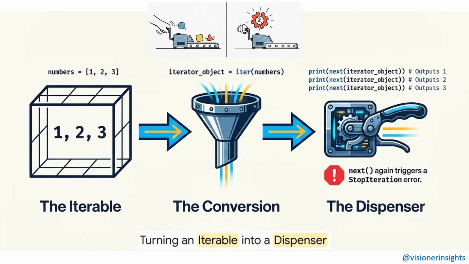But here is the absolutely critical part. If we pull the lever a fourth time, the engine is empty. Python raises a StopIteration error. Now, don't panic, it's not a crash. It's actually just Python's way of cleanly signaling that the stream is completely finished.